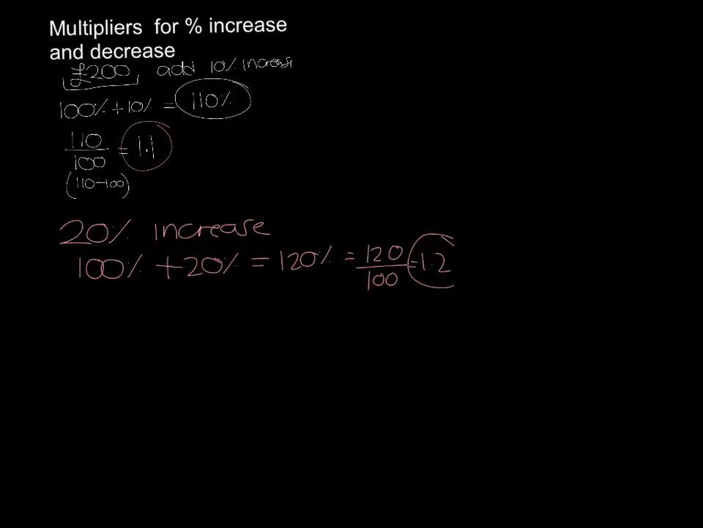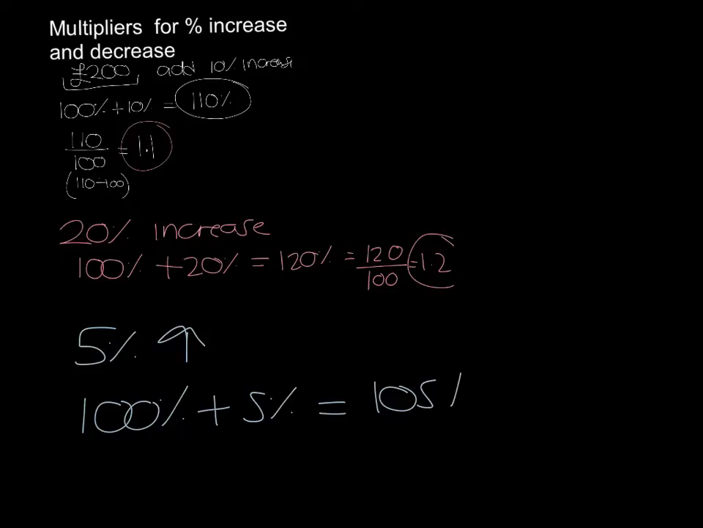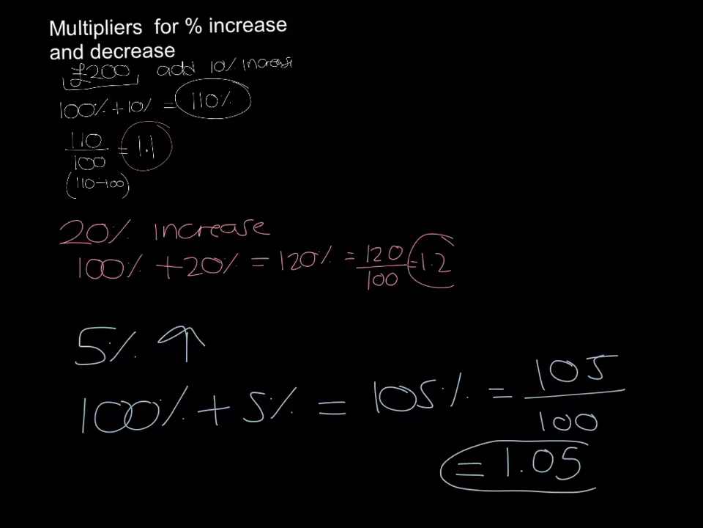Now, a 5% increase, if we were going to go up 5%, would be 100% plus 5%, which would be 105%. That's 105 out of 100, and just be careful with the place value on that one. 105 divided by 100 would make it 1.05. So that would be your multiplier.